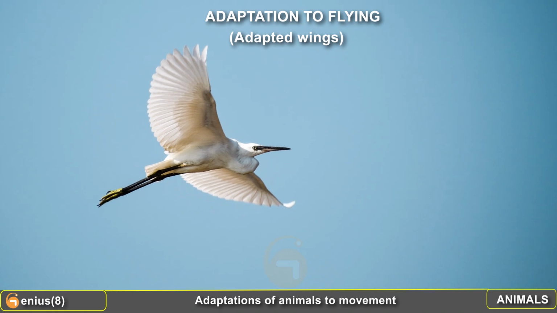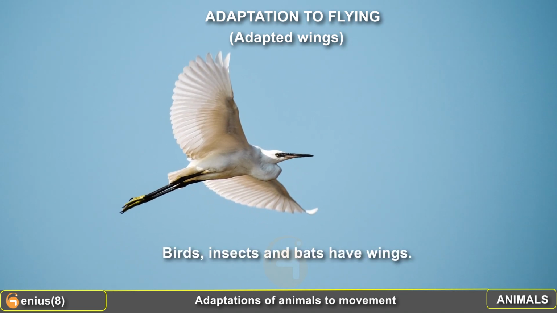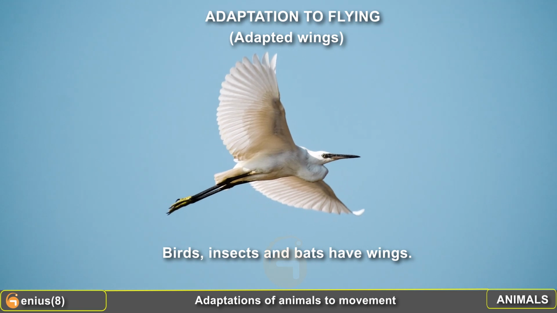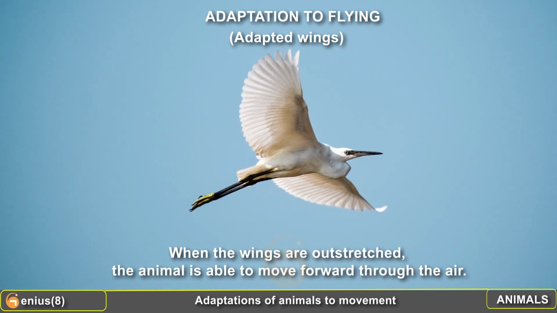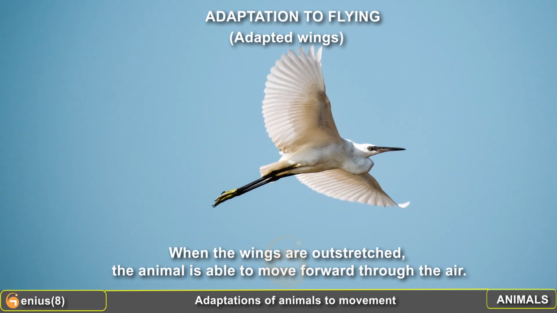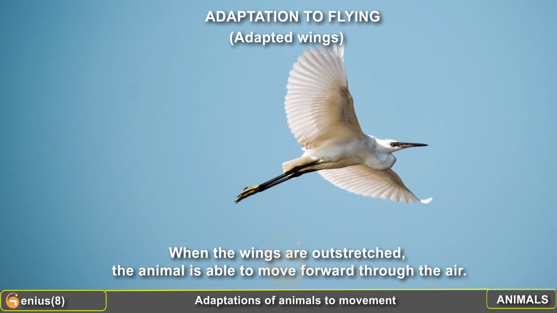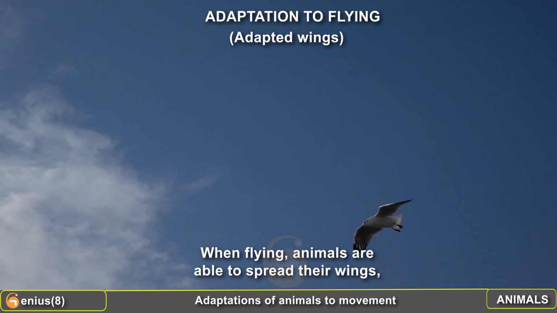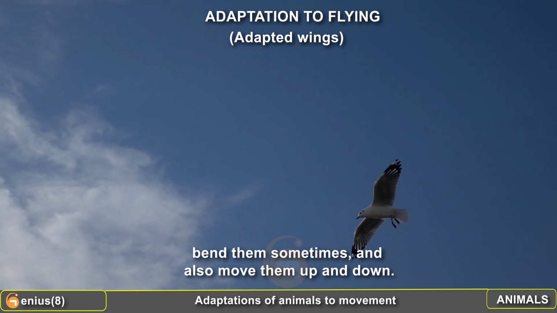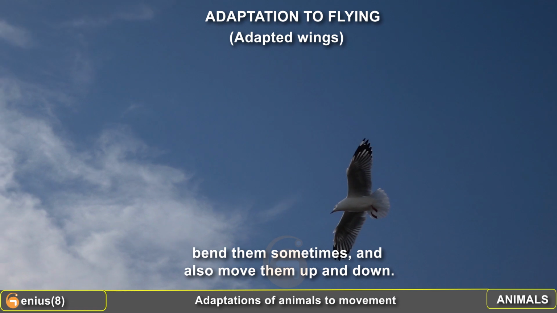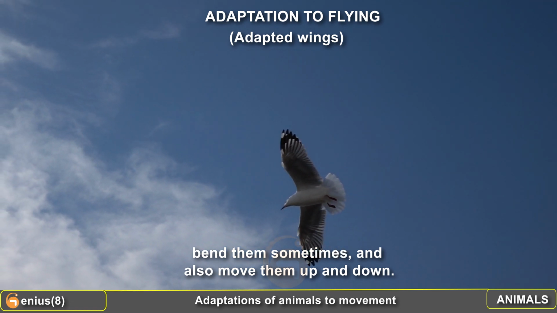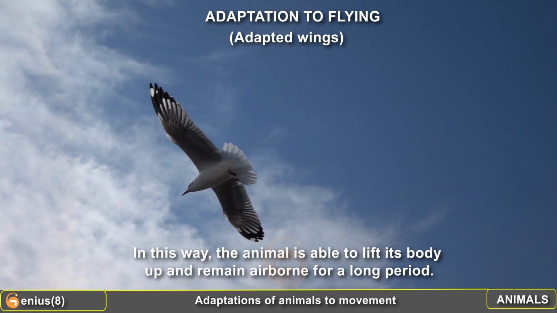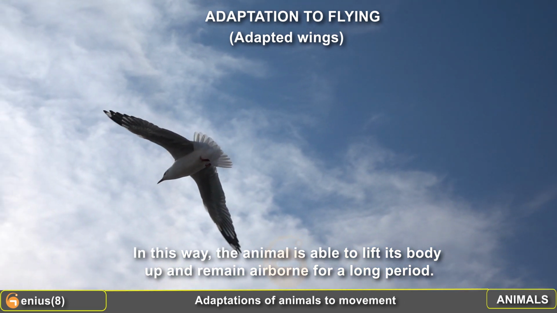Adapted wings. Birds, insects and bats have wings. When the wings are outstretched, the animal is able to move forward through the air. When flying, animals are able to spread their wings, bend them sometimes, and also move them up and down. In this way, the animal is able to lift its body up and remain airborne for a long period.